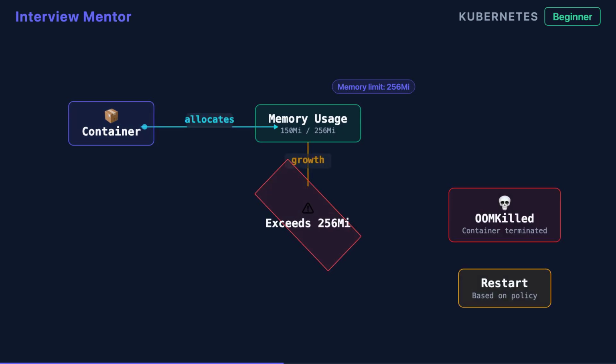If a container tries to exceed its memory limit, Kubernetes kills it with an OOMKilled status, which stands for out of memory killed. The pod's restart policy then determines whether it restarts. This protects the node from memory exhaustion but means you need to set realistic limits.